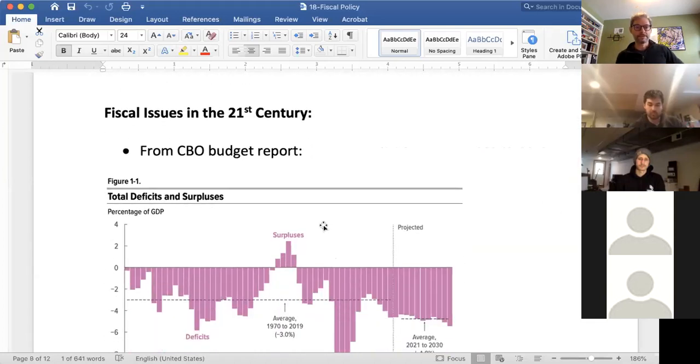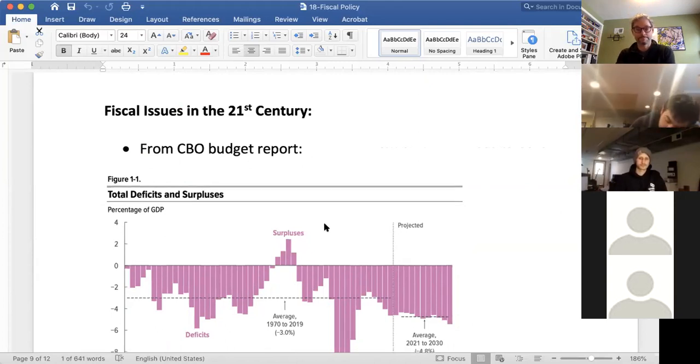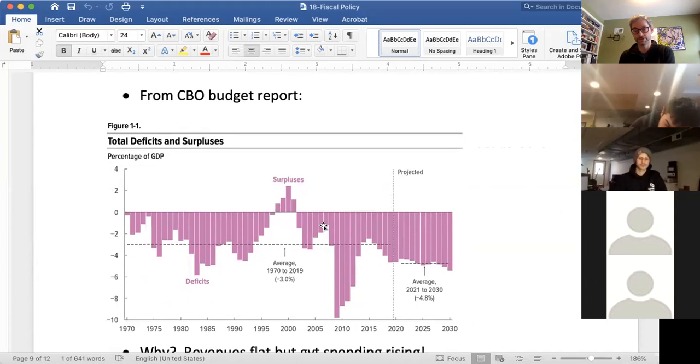We can think about this as fiscal issues in the 21st century, right? What's going to be true about budget deficits in the future? We know quite a bit about this. One of the things we know is that almost certainly US budget deficits are going to go up in the future, regardless of who is president, regardless of how long COVID lasts, regardless of any number of exogenous shocks that could or could not take place. We are likely to have rising deficits.